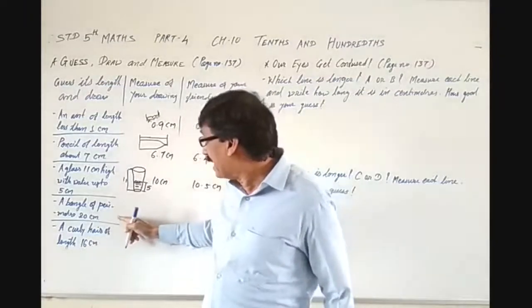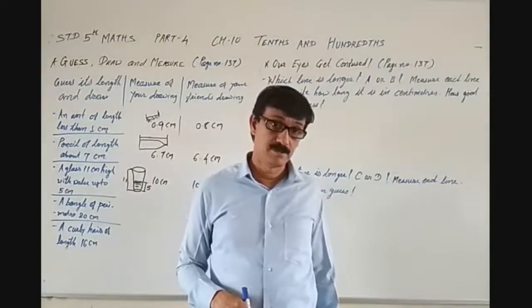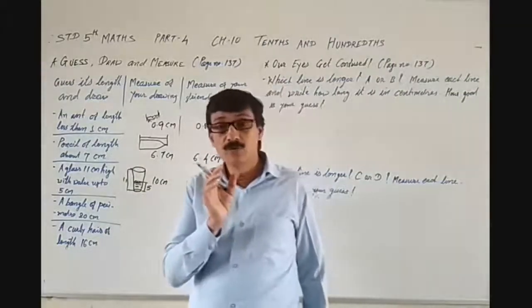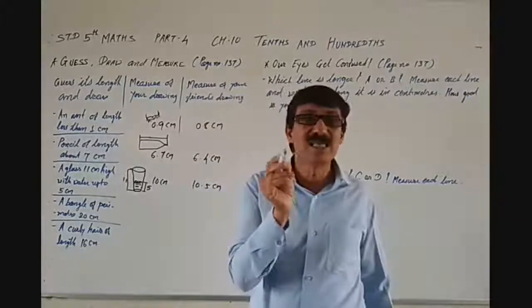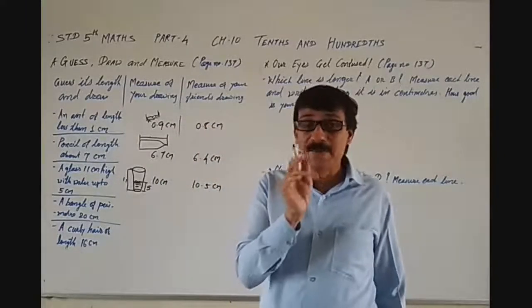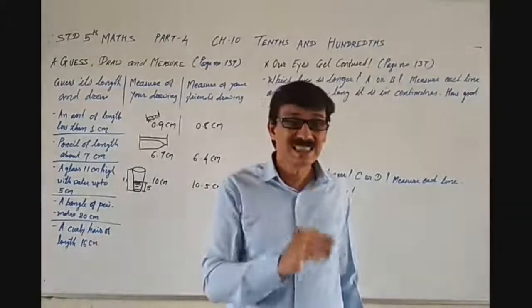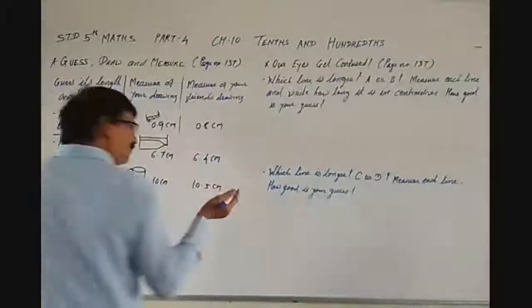Then after, a bangle of perimeter 20 centimeter. Here you have to draw a bangle. Bangle means a circle, but the perimeter should be 20 centimeter, isn't it? So let me draw a circle.